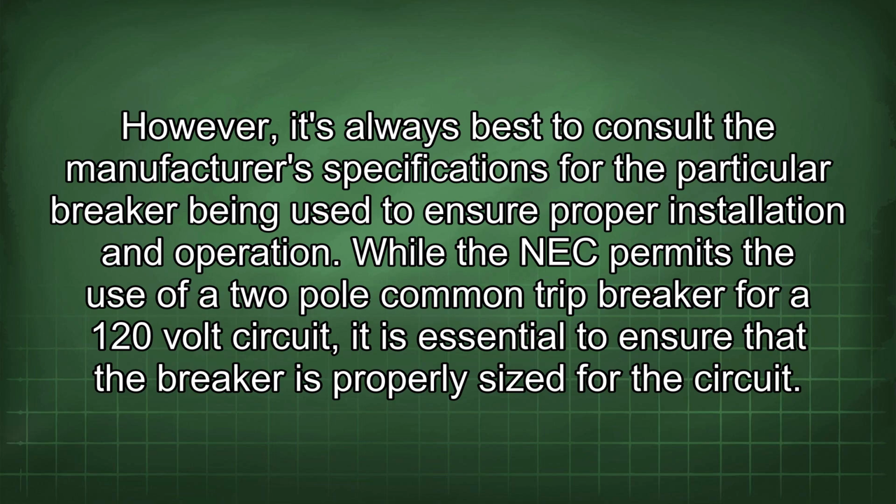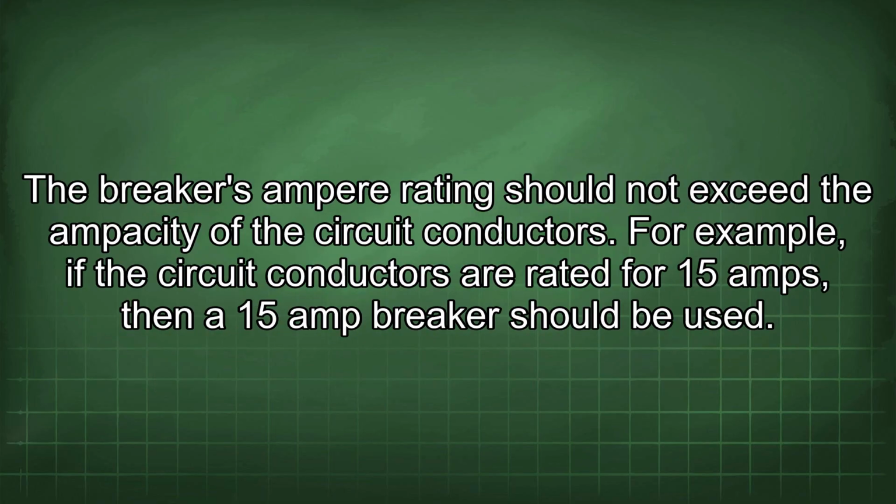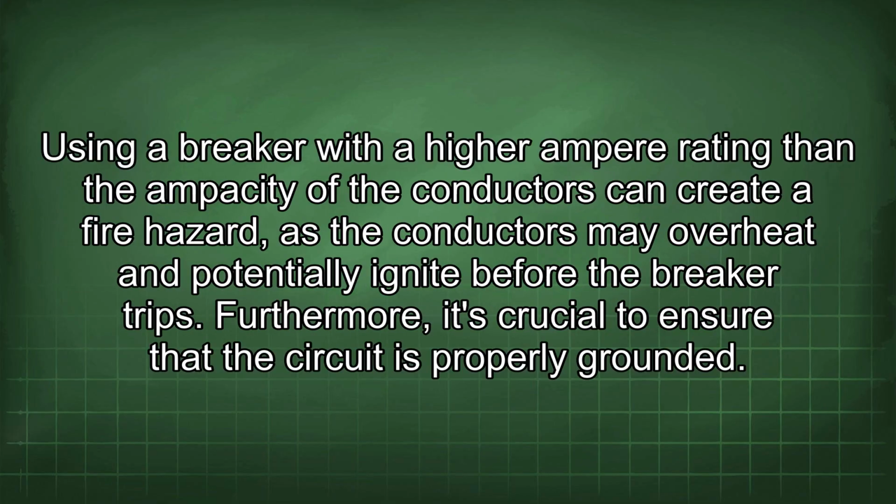While the NEC permits the use of a two-pole common trip breaker for a 120-volt circuit, it is essential to ensure that the breaker is properly sized for the circuit. The breaker's ampere rating should not exceed the ampacity of the circuit conductors. For example, if the circuit conductors are rated for 15 amps, then a 15-amp breaker should be used. Using a breaker with a higher ampere rating than the ampacity of the conductors can create a fire hazard, as the conductors may overheat and potentially ignite before the breaker trips.